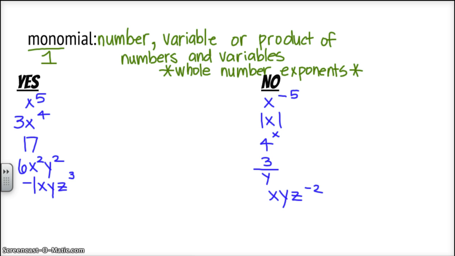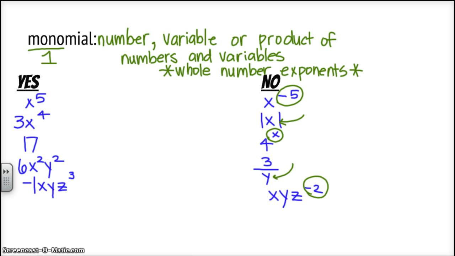Okay, there's reasons they're not monomials. In this case, it's this negative 5. Here, the absolute value means it's not a monomial. That x right there in the exponent keeps this from being a monomial. Here, the y in the denominator is no good. Right here, this negative 2 is an exponent. It has to be a whole number exponent.